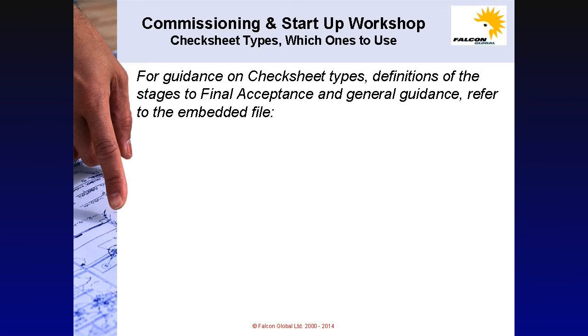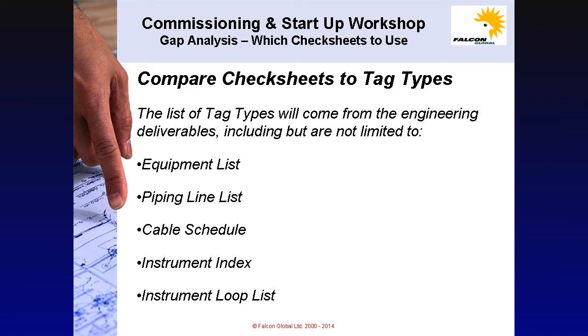For guidance on check sheet types, definitions of the stages to final acceptance and general guidance, refer to the embedded file. The list of tag types will come from the engineering deliverables, including, but not limited to, the equipment list, the piping line list, the cable schedule, the instrument index and the instrument loop list. An overage of check sheets to tag types is a good place to be, because then the project has more than are needed and can remove those that are surplus to requirements.